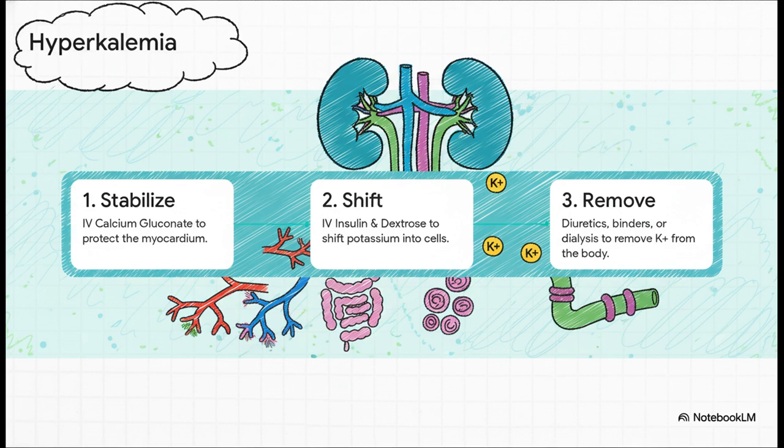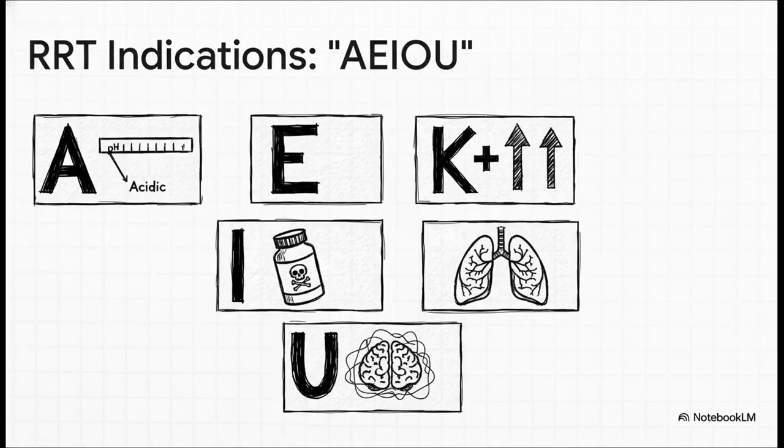So when does a patient actually need to go on dialysis, or what we call renal replacement therapy? For that, we use the classic AIOU mnemonic. This stands for severe acidosis, dangerous electrolyte imbalances like that hyperkalemia we just saw, certain intoxications, fluid overload that isn't responding to diuretics, and symptomatic uremia. If your patient has any of these, it is time to call for dialysis.